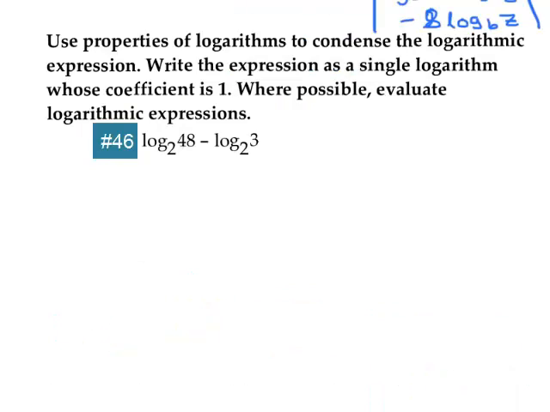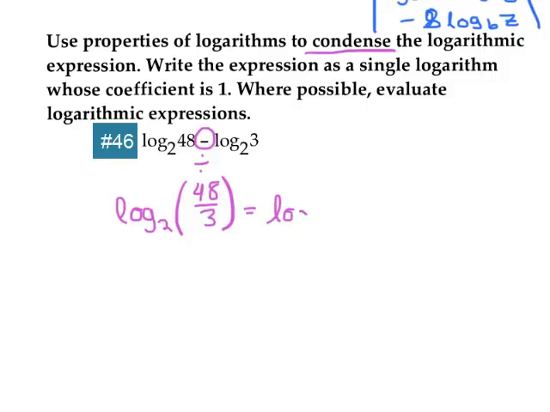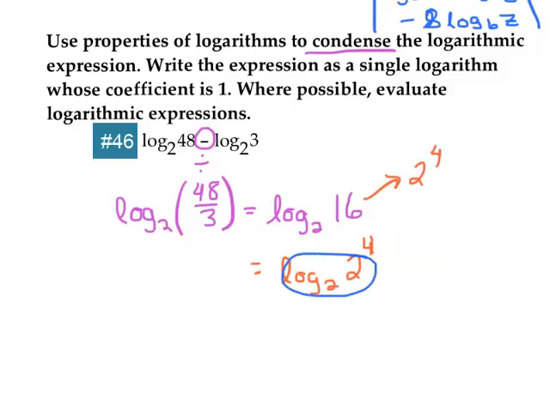Now we're going to go the other way, use properties of logarithms to condense the logarithmic expression. So here we have subtraction. We're going to change it to division. So log base 2 of 48 divided by 3. Since both of those are numbers, we can figure out what 48 divided by 3 is. It would be 16. Now, if it's possible, we're supposed to evaluate this logarithmic expression, and it is possible in this case because 16 is the same thing as 2 to the 4th power. If we change it to 2 to the 4th power, then look, these numbers match up in this logarithm, which means we can cancel them out, and our answer is really just 4.